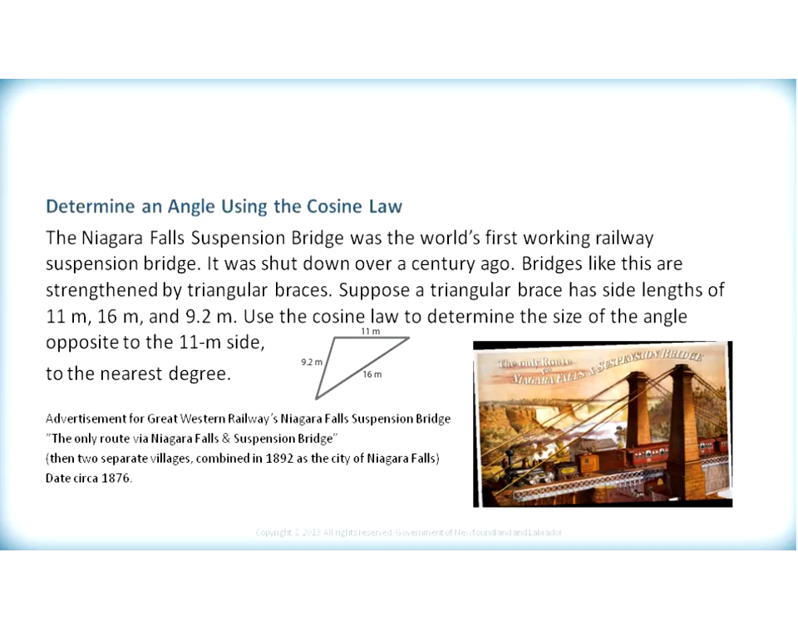So we're going to look at this example here. The Niagara Falls Suspension Bridge was the world's first working railway suspension bridge. It was shut down over a century ago. Bridges like this are strengthened by triangular braces. Suppose a triangular brace has side lengths of 11 meters, 16 meters, and 9.2 meters. Use the cosine law to determine the angle opposite to the 11-meter side to the nearest degree. So this is a picture of the Great Western Railway's Niagara Falls Suspension Bridge.